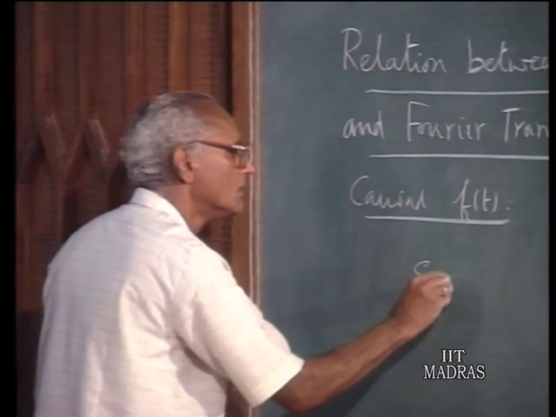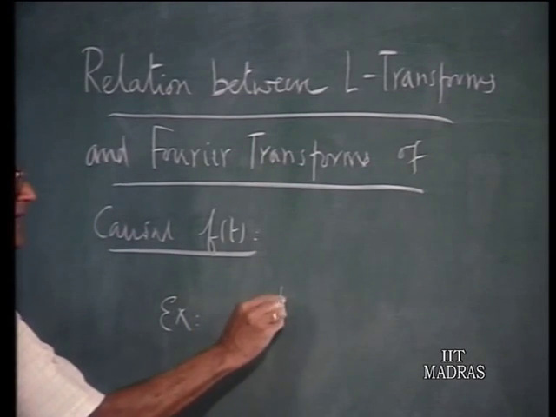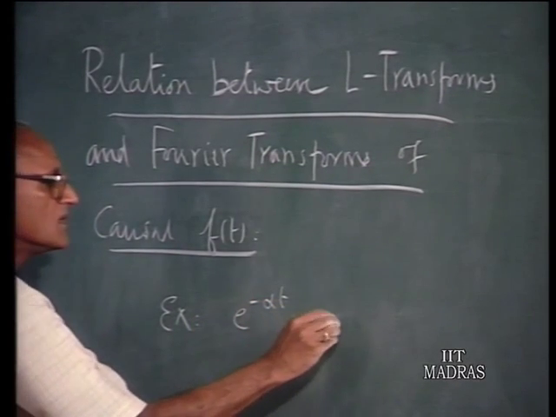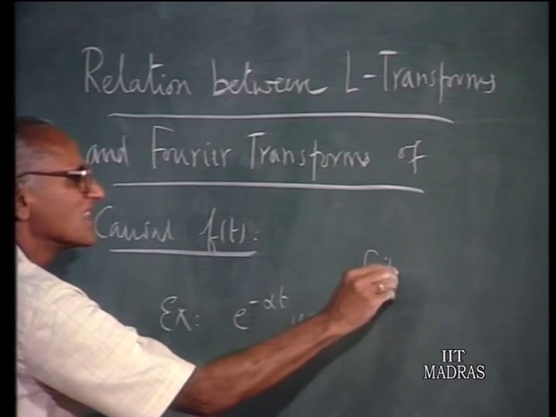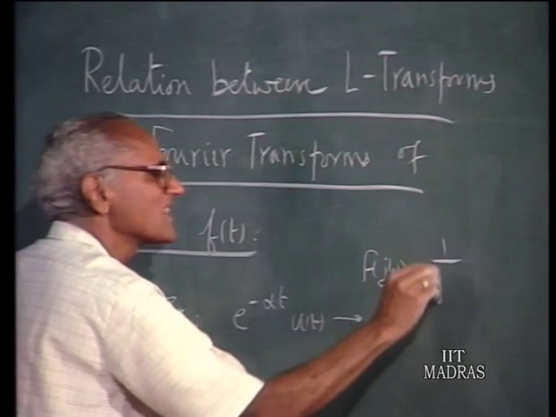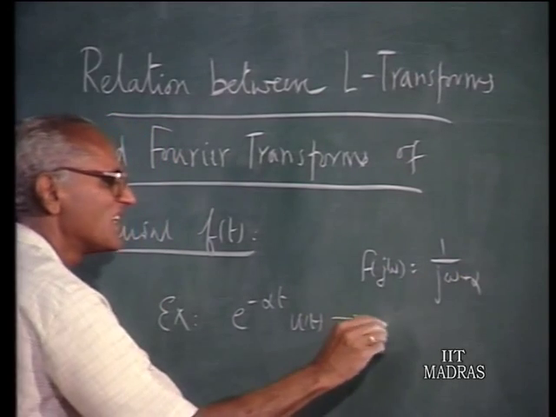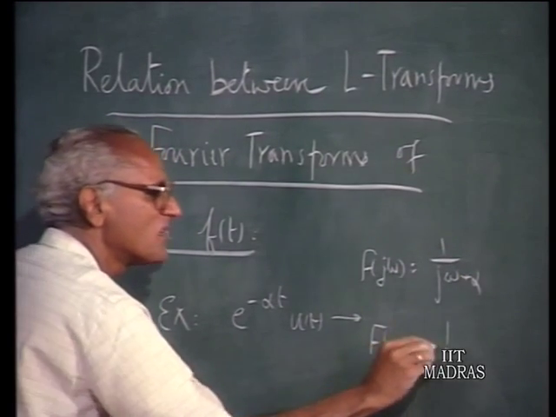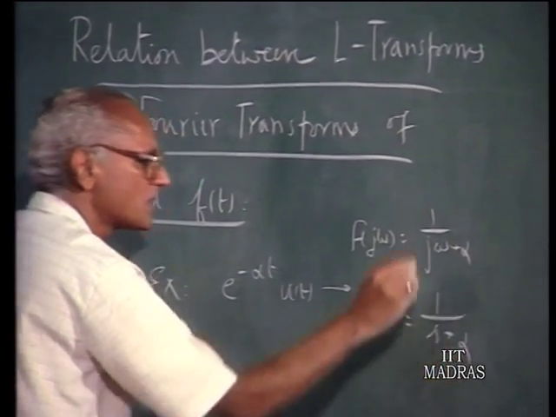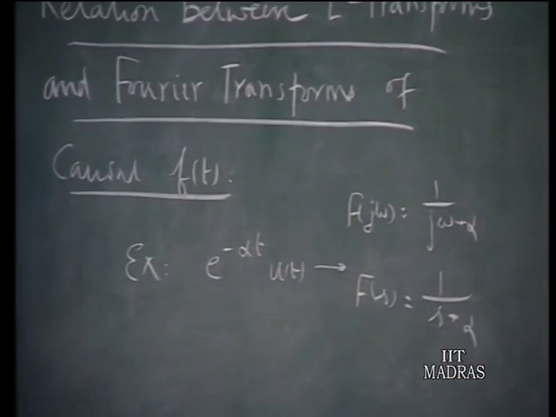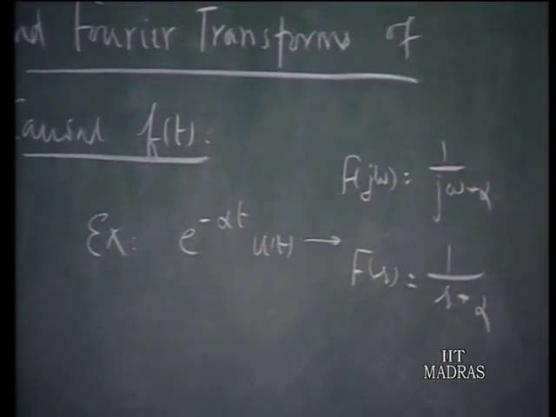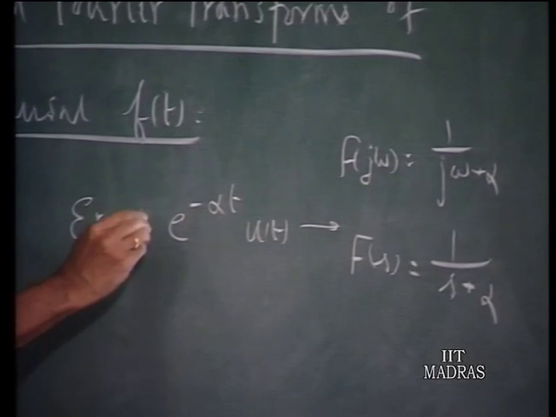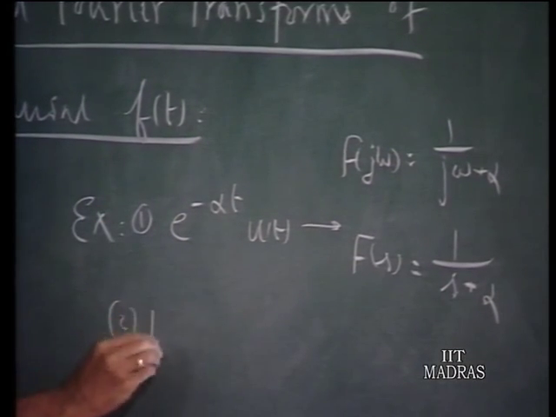For example, you have e to the power of minus alpha t u(t). The Fourier transform is 1 over j omega plus alpha. The Laplace transformation is 1 over s plus alpha. So by substituting j omega for s, you get the Fourier transform from the Laplace transformation. On the other hand, suppose we have u of t itself.